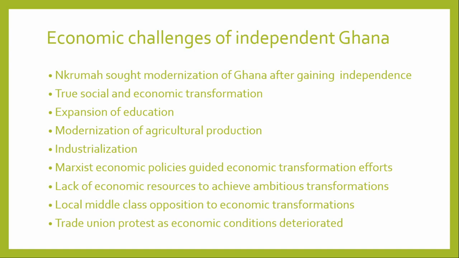And of course, all of that he was pursuing from a Marxist perspective. As I said before, he was a Pan-Africanist, but he was also a Marxist. And it is this Marxism that in some ways guided his economic transformation efforts. However, they didn't have the economic resources necessary for the modernization. And of course, we have the opposition of the local middle class. That's another problem that they face. The local middle class, they own private property. They are relatively successful capitalists, and in that sense, they obviously did not support those policies by Nkrumah.